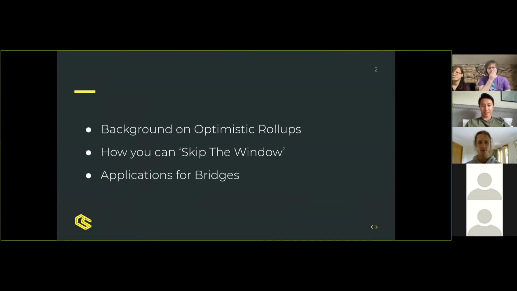I'll present a bit of background on optimistic rollups for anybody for whom that's a new thing. I'll present the main insight, which is how we can potentially skip this window in certain circumstances, which is a problem that plagues optimistic rollups. And then I'd like to talk about some applications we've got within ChainSafe for using this in our bridges.